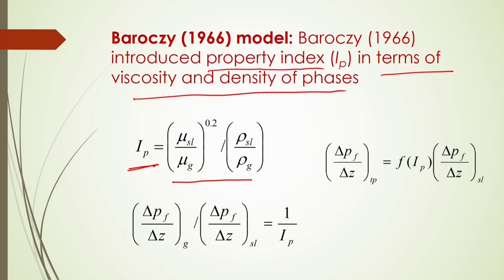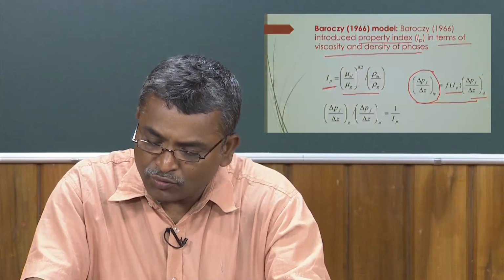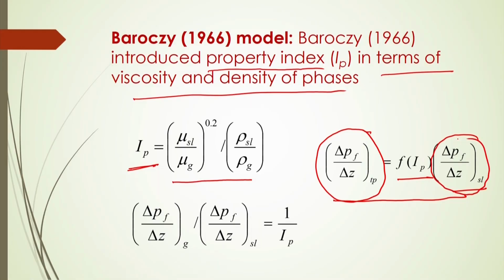Now, based on their concept, they proposed that this 3-phase or 2-phase pressure drop is a function of this property index and a function of the single phase pressure drop. That means if you multiply the single phase pressure drop with this function of property index, then you can get the 2-phase or 3-phase frictional pressure drop.